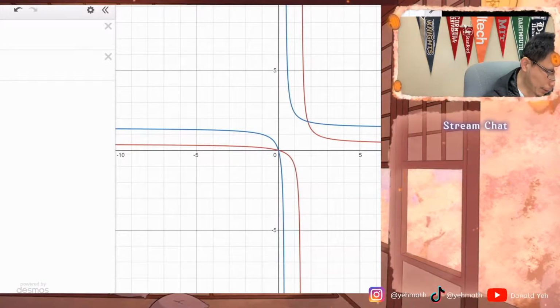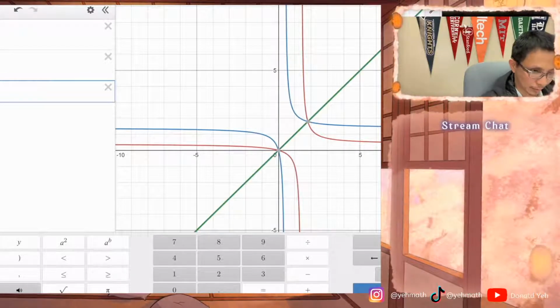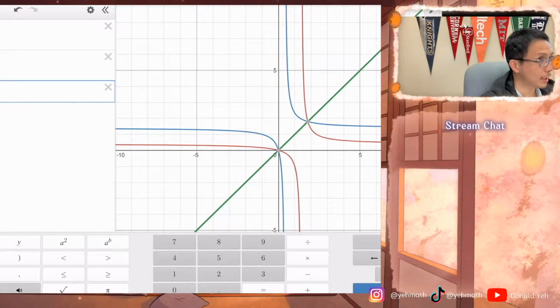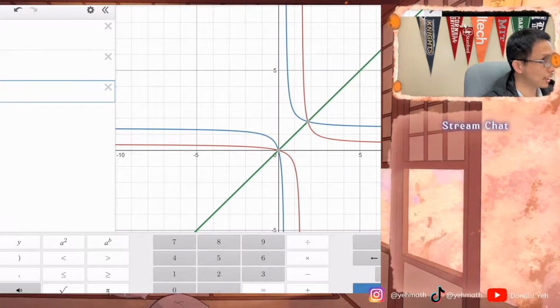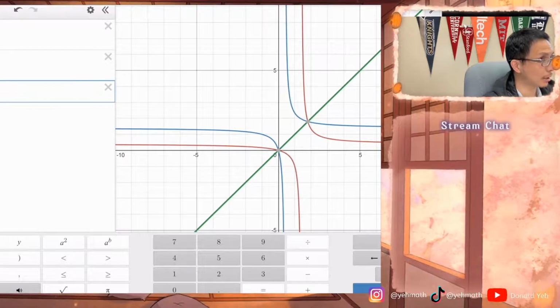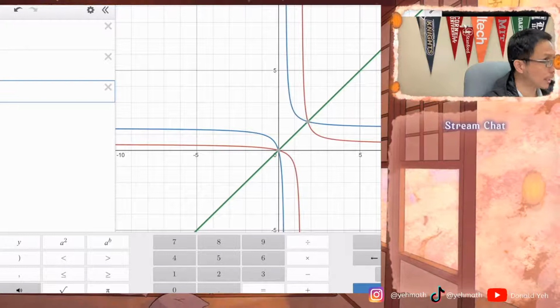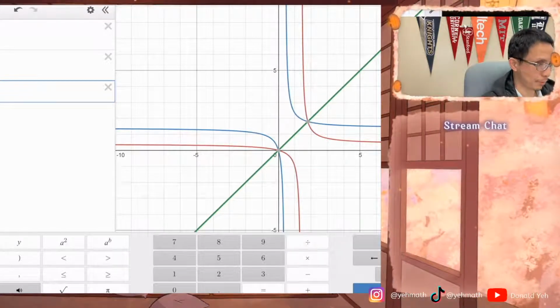And then we're going to graph y equal to x. And what do you see? You see a symmetry. The inverse function and the original function are symmetric about y equal to x. Y equal to x is the line of symmetry. And that's very, very important.